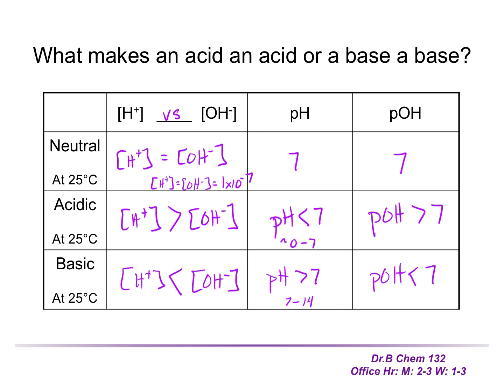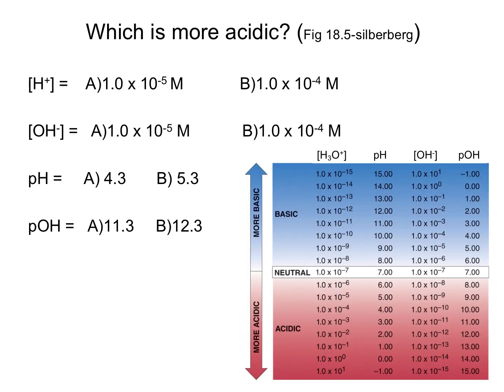Okay, so on the next slide, let's see if we can think about concentration and what that means with respect to acidity. Let's try this first one. The concentration of H plus or H3O plus in beaker A is 1 times 10 to the minus 5, and in beaker B is 1 times 10 to the minus 4. Which one of those beakers, A or B, is going to be more acidic?